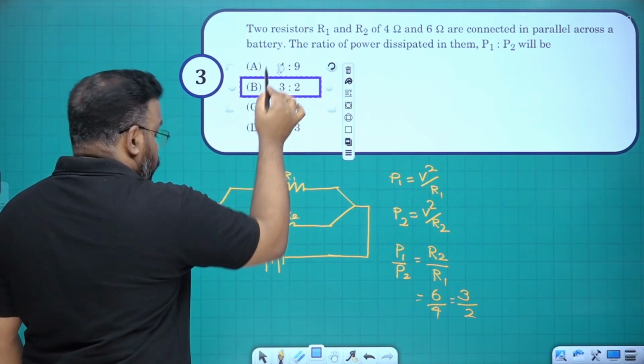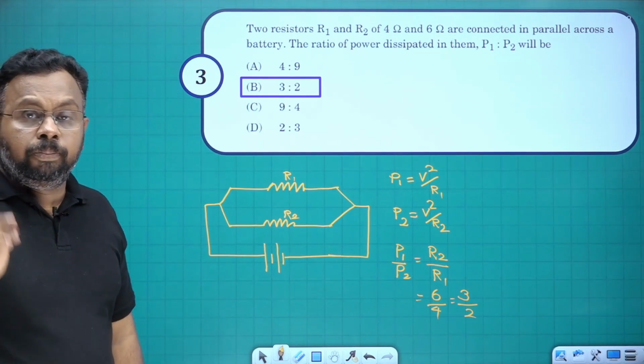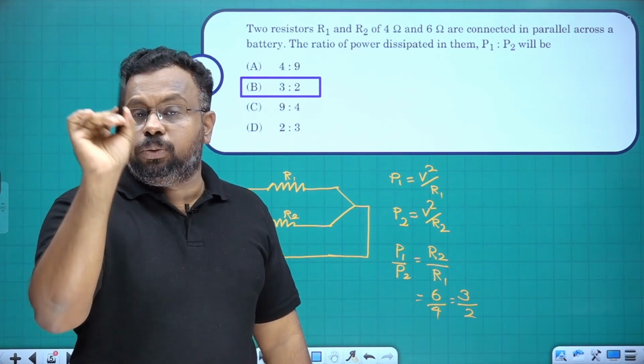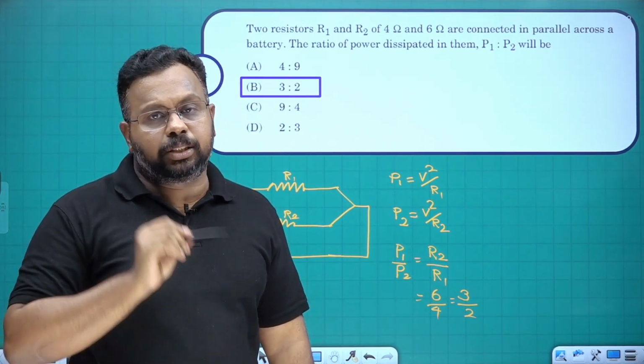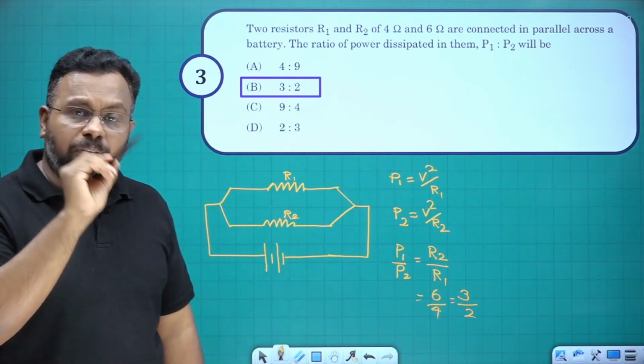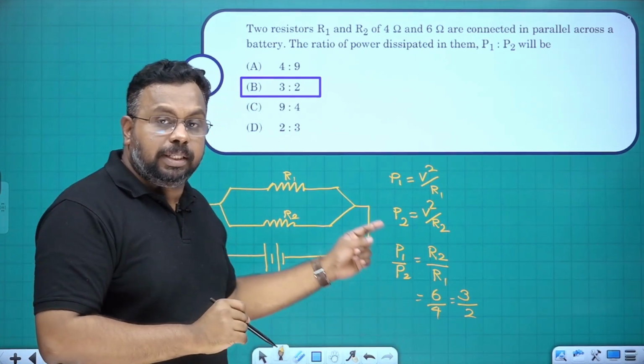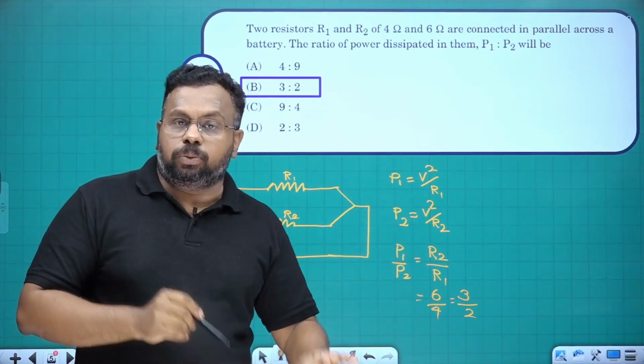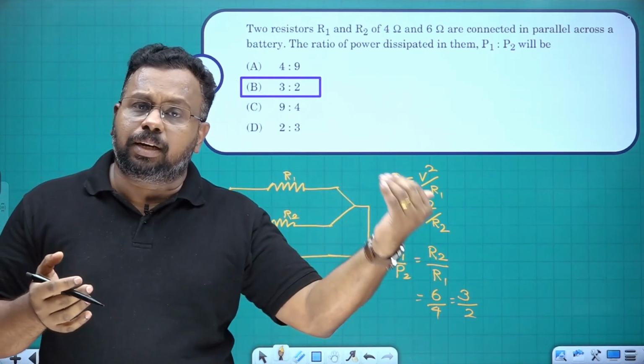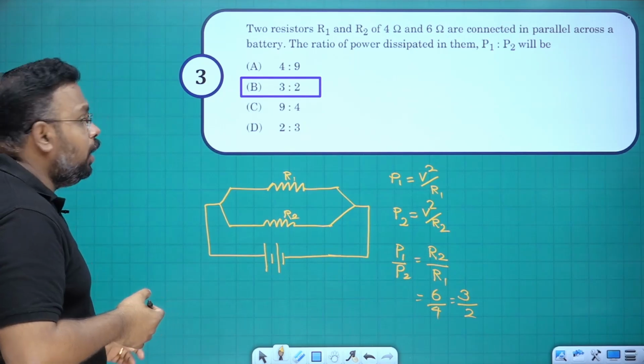Option B is the right answer for this question. Easy, no? If they are connected in series, we need to use the I square R formula. So I square R means power is directly proportional to resistance. In such a case, it will be R1 by R2. Here voltage is the same. Why? Because they are connected in parallel. So it is R2 by R1.